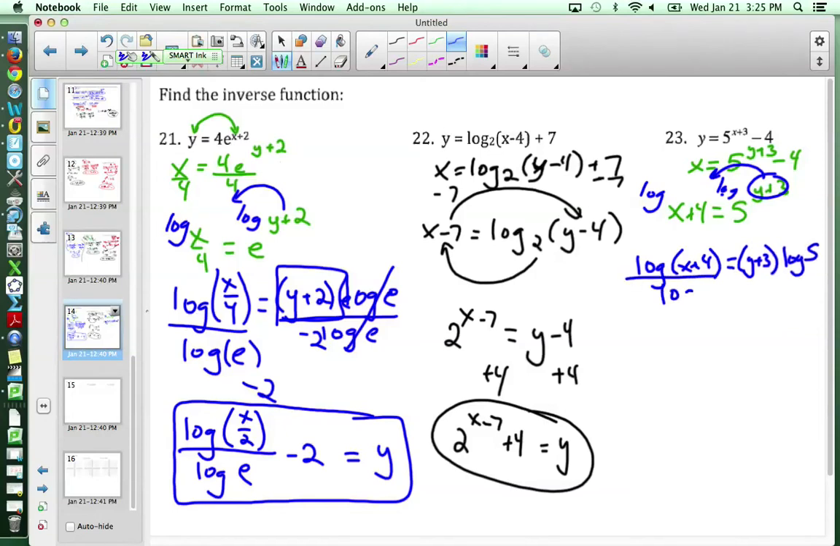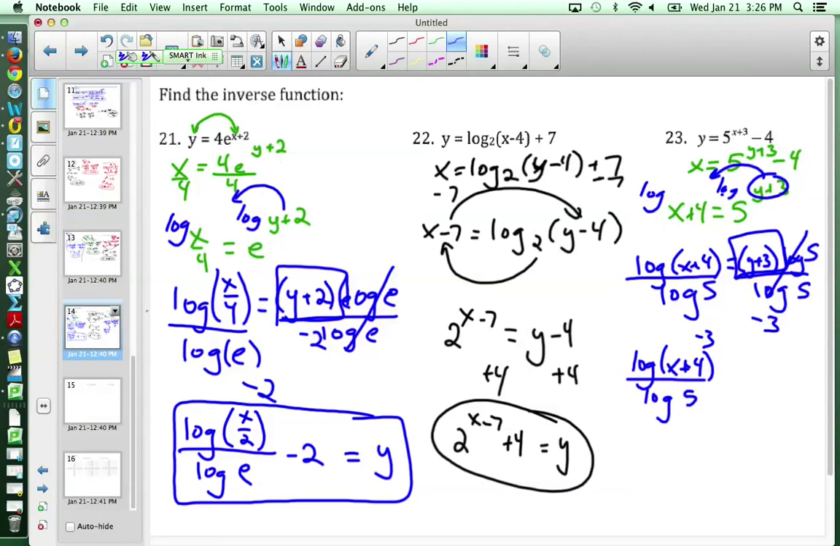Divide both sides by the log of 5. The log of 5's cancel out on the right side. We're left with this y plus 3. So we're going to subtract 3 from both sides. So on the left, we still have the log of x plus 4 divided by the log of 5 minus 3 on the outside is equal to our y value.